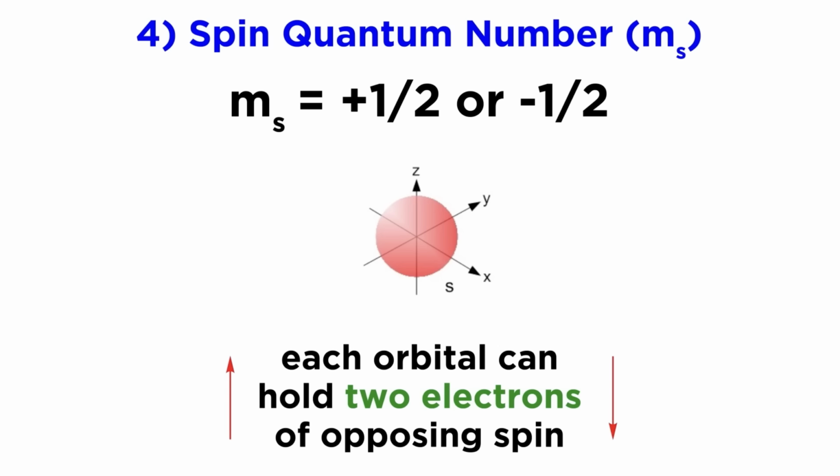The key thing to understand is that the n value describes a shell of electrons, and the L value describes a subshell. So there is an n equals 3 shell, and within that there is a 3s subshell, and a 3p subshell, and a 3d subshell. Then m sub L describes an individual orbital within a subshell, and m sub s differentiates between the 2 electrons within an orbital.